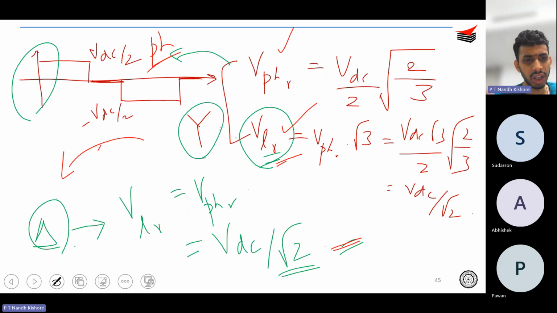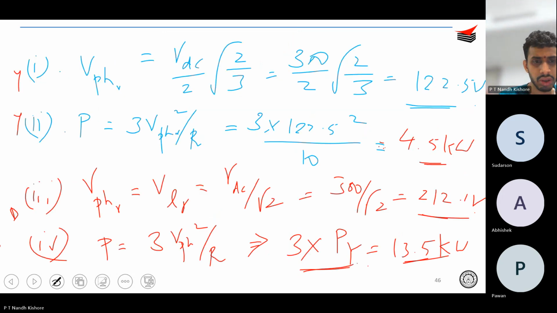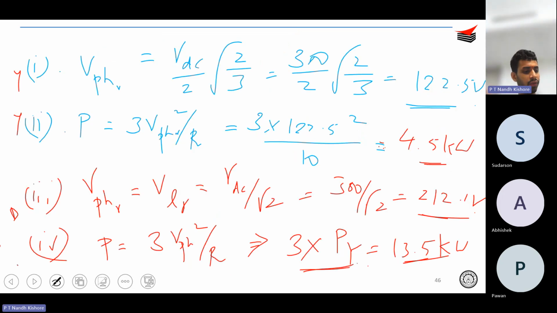Okay. So 3 V phase, or you can also do this 3 into VDC square by 2 over R. Same, you will end up with the same answer. 3 into 300 by 2 by 10. Yeah, you will end up with the same answer. Okay, 13.5 kilowatt.